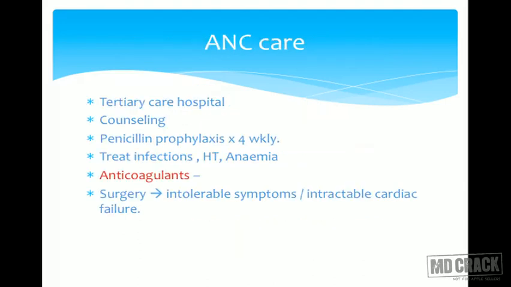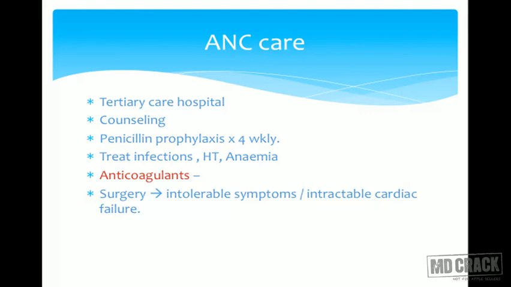ANC care, as we said, should be in a tertiary care center. Counseling should be done properly. They should be warned that the disease can progress this way and these would be the complications. If they need immediate care, that also should be in a tertiary center, so they should report immediately. All these things should be told to them beforehand. If any infections are there, they should be adequately treated. Hypertension and anemia should be under control.